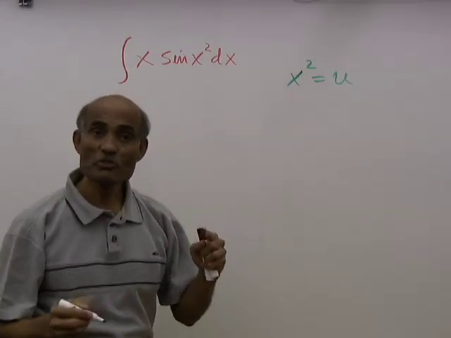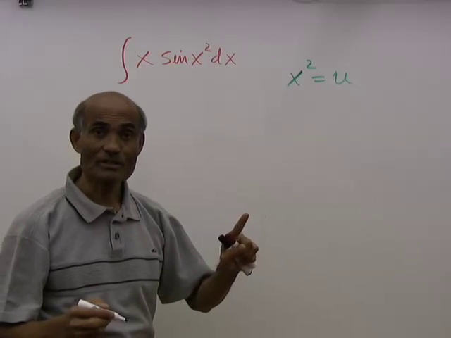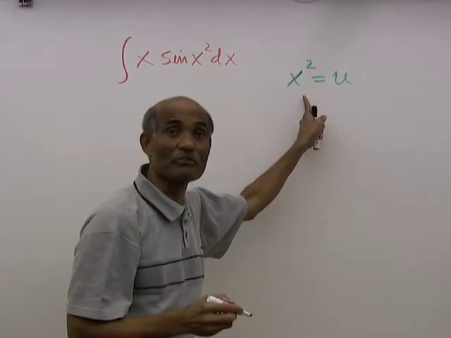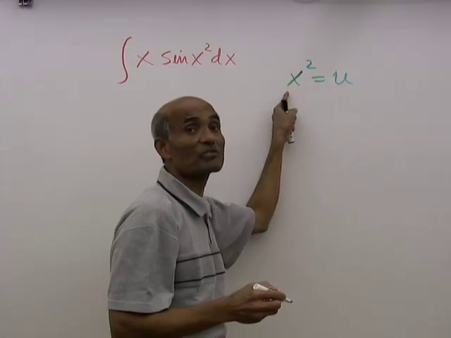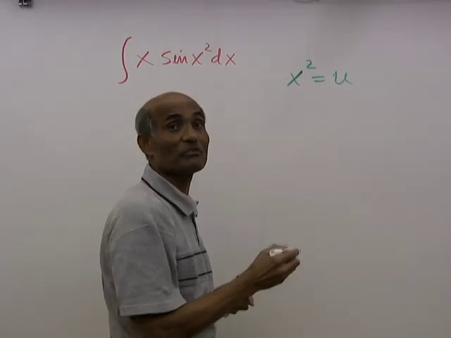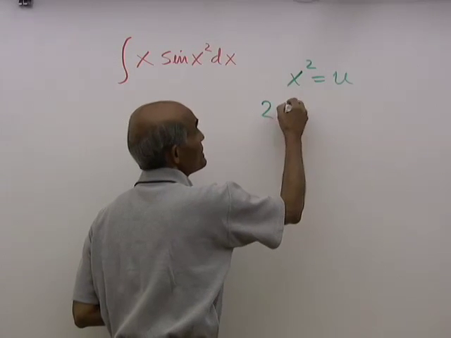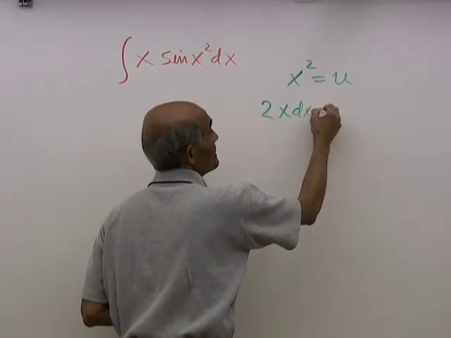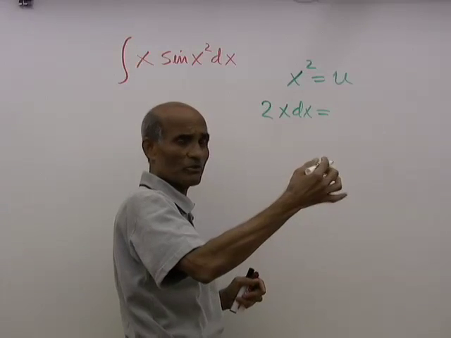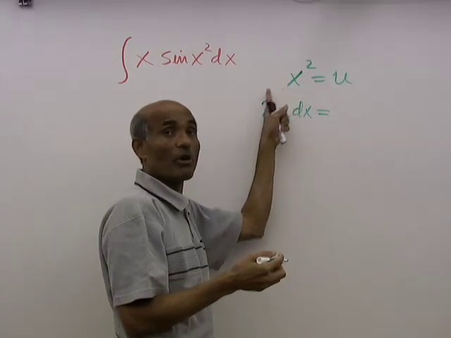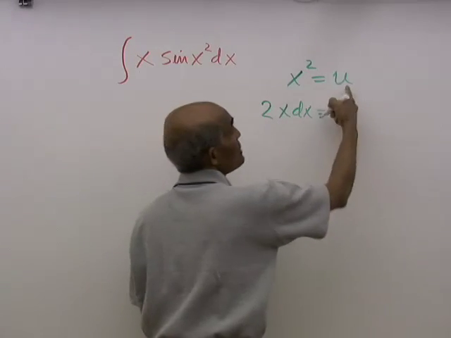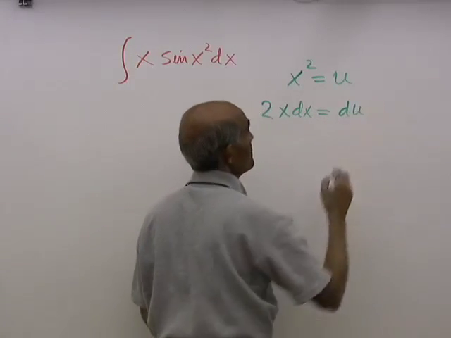What is the first thing to do after you make a substitution? Find the differential of each term. What is the differential of x squared? The differential of x squared is 2x dx. I hope you are thorough with these concepts now. The differential of x squared is 2x dx. Differential of u is du.